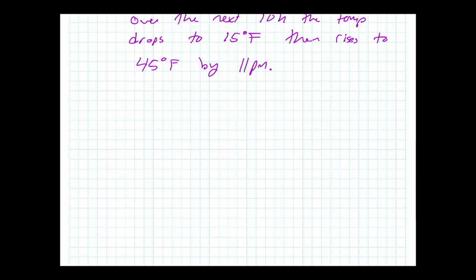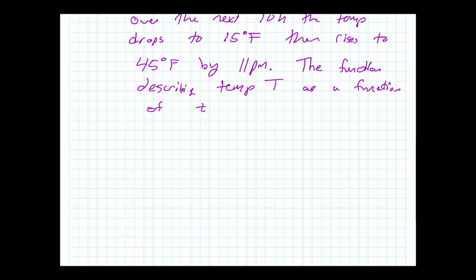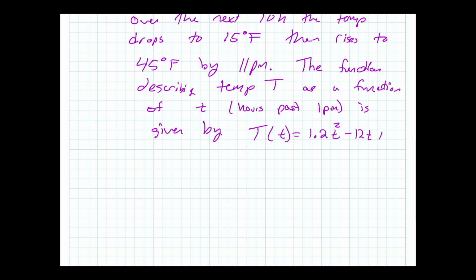So the function, they give you the function describing this temperature, temp capital T as a function of little t, which is measuring hours past 1 p.m., is given by T of little t is 1.2 t squared minus 12 t plus 45. And they give you a range for t that we're not going to care about, 0 to 10. All right.